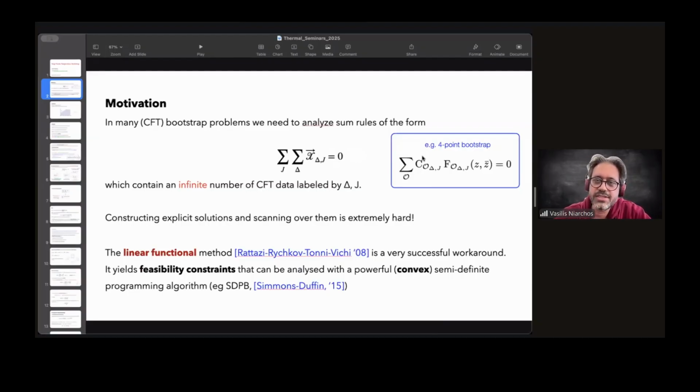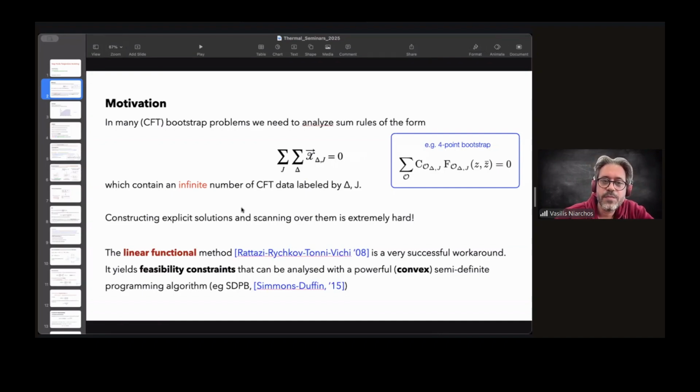A prototypical example maybe is the example of the 4-point bootstrap. When you write down the crossing equation, then you have this for the 4-point function of 4 identical operators. C is the OPE coefficient squared, and F are crossed blocks.